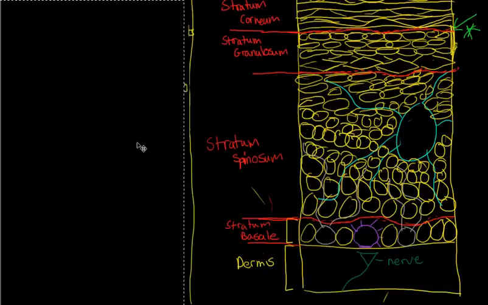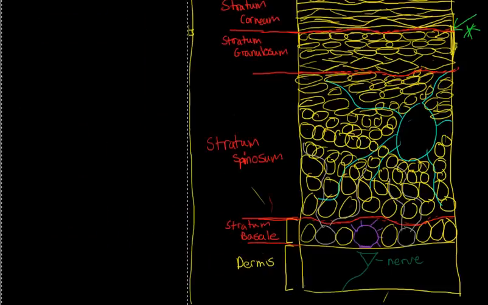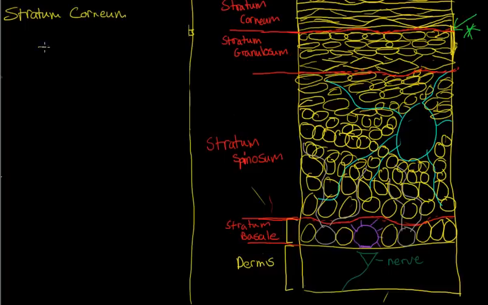The last layer is the stratum corneum. And this is just layer upon layer of dead cells. The only thing I want to point out here is cells are no longer viable and are sloughed off readily.